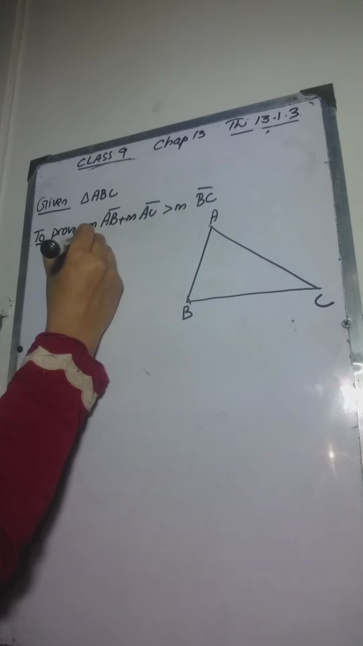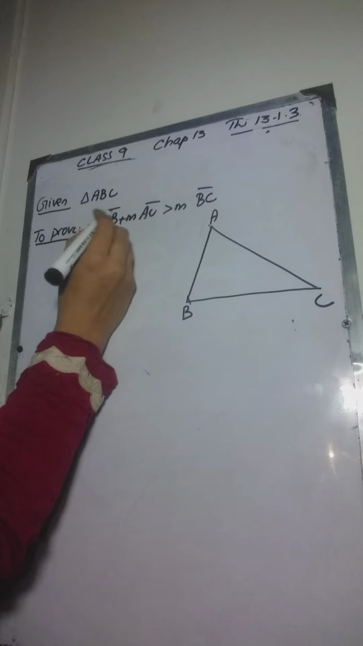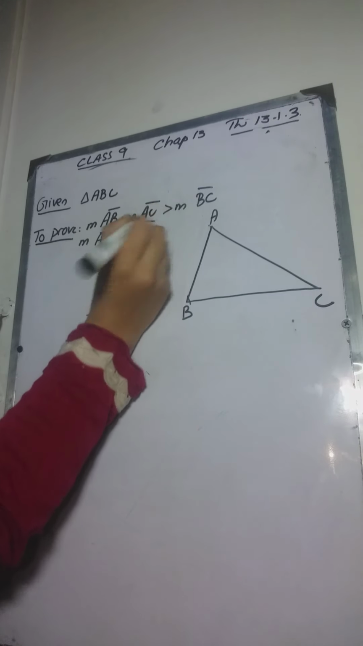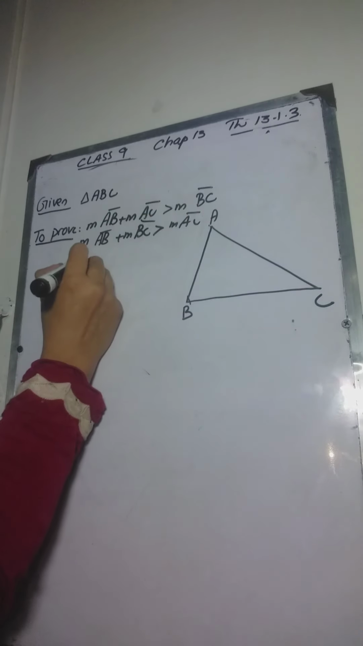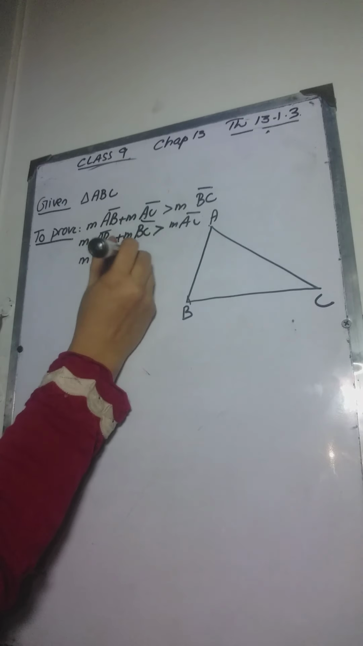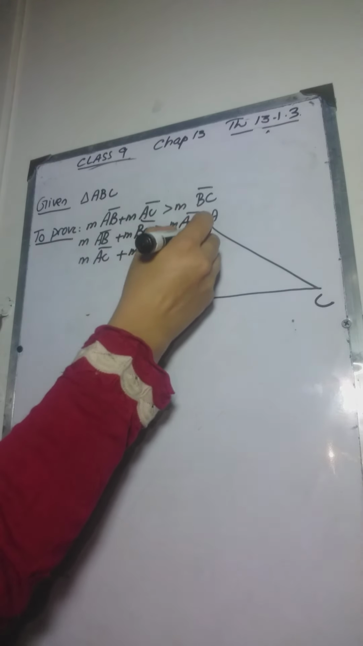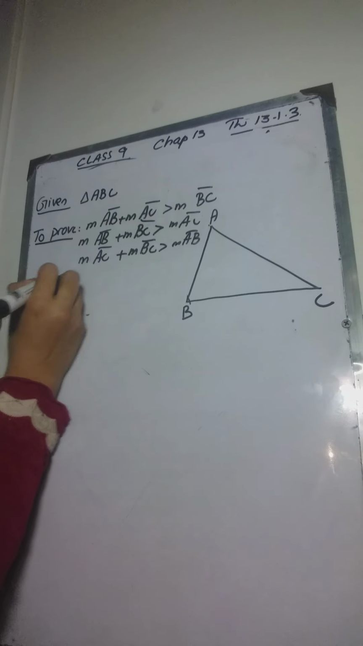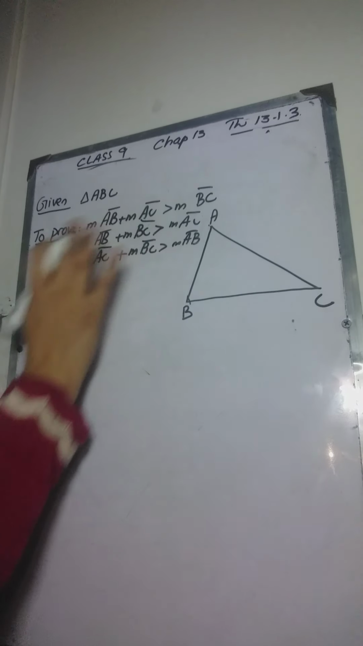This is the first statement. The second statement is the measurement of AB plus the measurement of BC is greater than the measurement of AC, and the third statement will be the measurement of AC plus the measurement of BC will be greater than the measurement of AB. These are the statements that we need to prove, and then the construction.